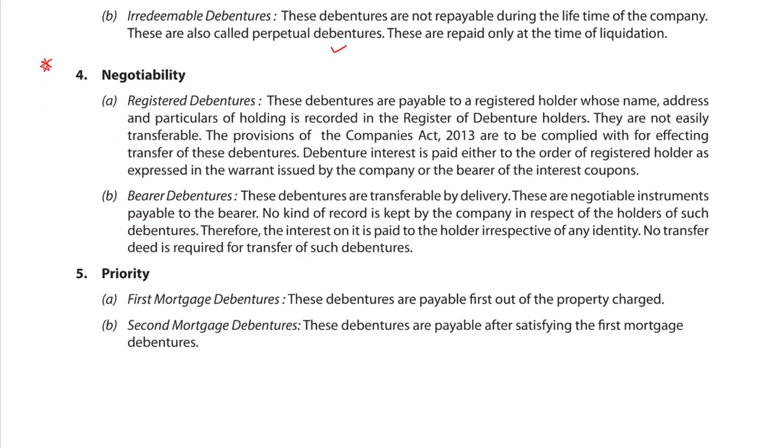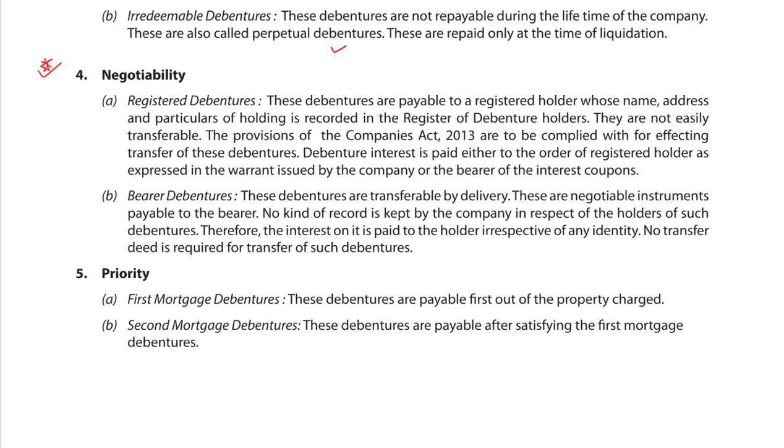On the basis of negotiability, registered debentures. These debentures are payable to a registered holder whose name, address and particulars of holding are recorded in the register of debenture holders. They are not easily transferable. The provisions of the Companies Act 2013 are to be complied with for effecting transfer of these debentures. Debenture interest is paid either to the order of the registered holder as expressed in the warrant issued by the company, or to the bearer of interest coupons.